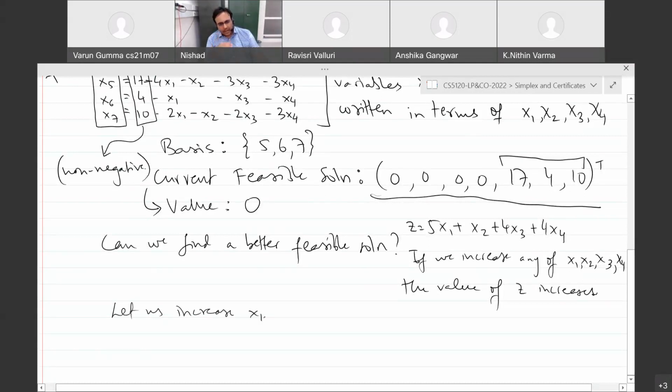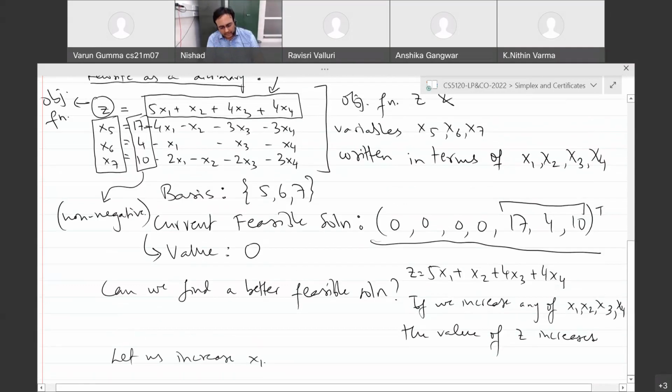Okay. The question is, how much can you increase? Right now, x1 is equal to 0. So how much can we increase x1 by? And I'm not going to change the other x2, x3, and x4. I'm going to keep these unchanged. And this we are going to increase. This is our plan.